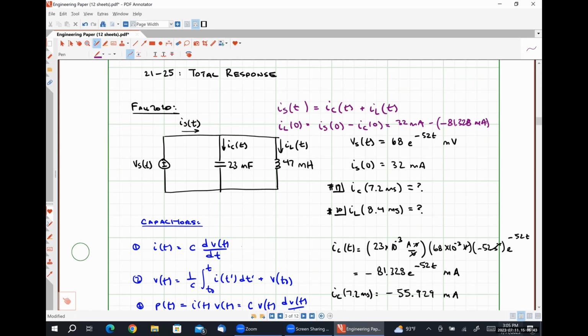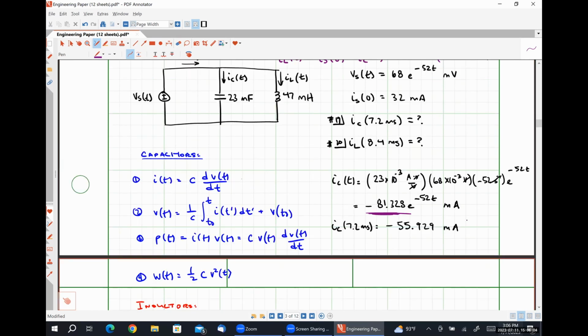Milliamps. Just to be clear, I'm getting that number from this part. So at t equals 0, the exponent bit goes away. So 32 plus 81.328 comes out to be 113.328.